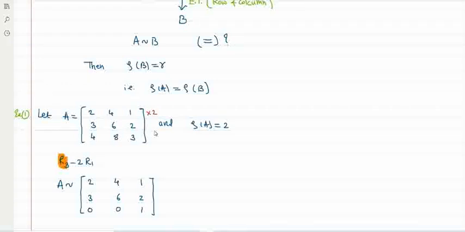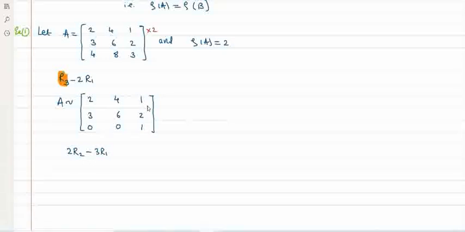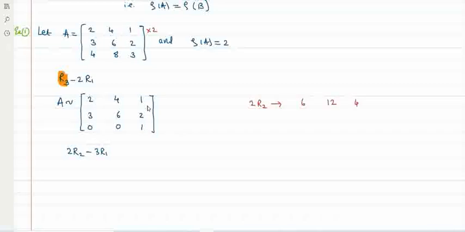Suppose one more elementary transformation I will apply. Suppose 2R2 minus 3R1. That means I am multiplying the second row by 2 and the first row by 3 and subtracting. For your understanding, I will do the calculations here. 2R2 is multiplying the second row by 2: 3 2s are 6, 6 2s are 12, 2 2s are 4. Multiply the first row by 3, 3R1: that becomes 3 2s are 6, 3 4s are 12. Is it right?